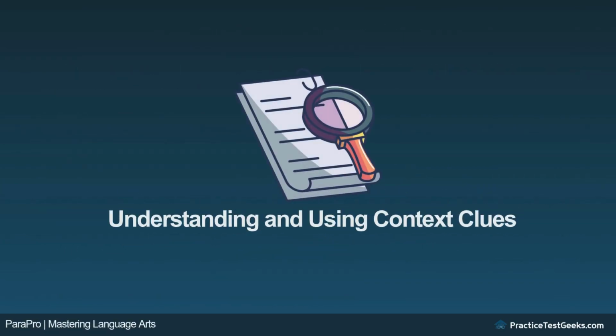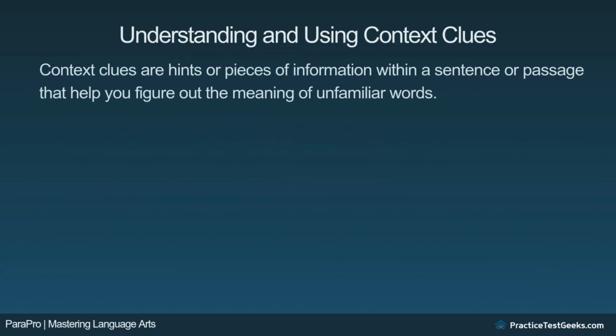Understanding and using context clues. Context clues are hints or pieces of information within a sentence or passage that help you figure out the meaning of unfamiliar words. These clues can be found in the surrounding text and are especially helpful during reading comprehension exercises.